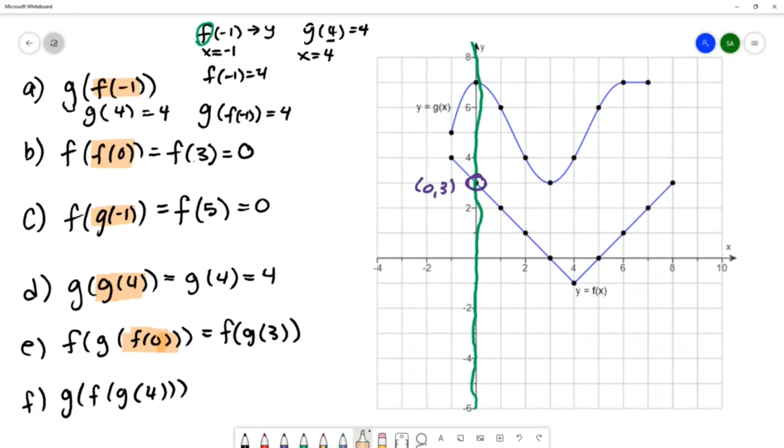And now I need G of 3. So we have an x value of 3 here, and I need the point on the graph of G, which is this one. That ordered pair is 3, 3. So G of 3 is 3. And then I want to find F of 3. F of 3 will be x equal to 3 and on the graph of F, and we have 0 for that y value.